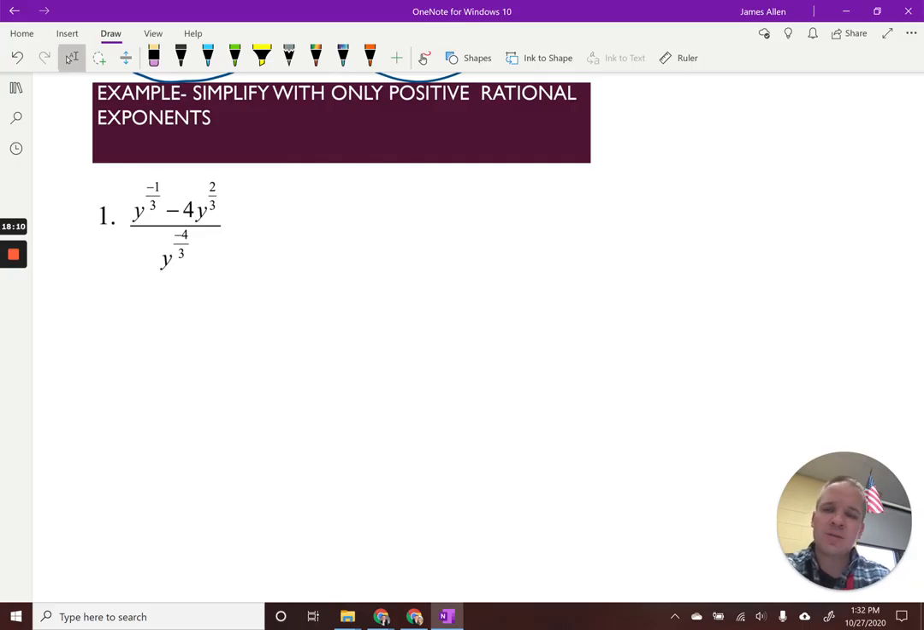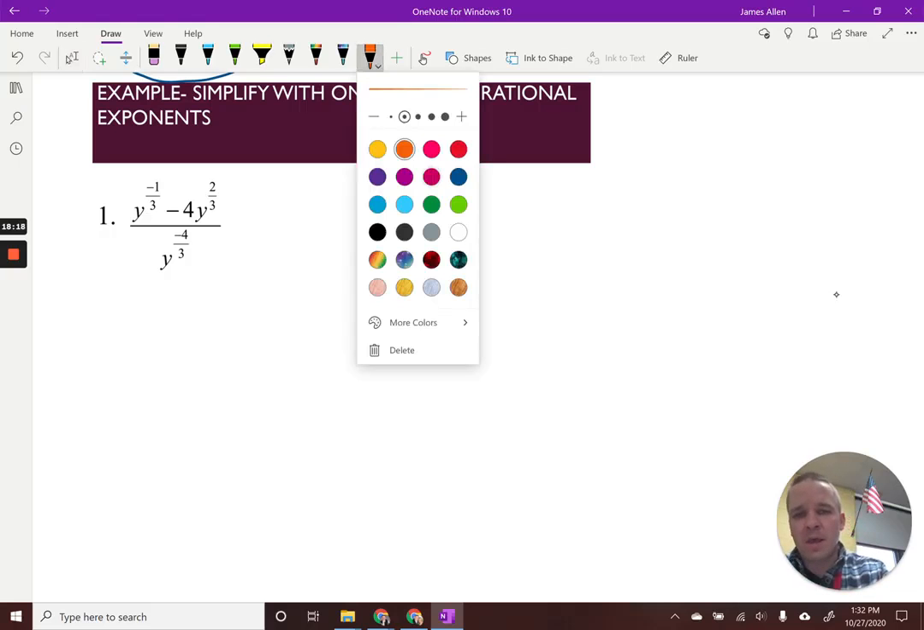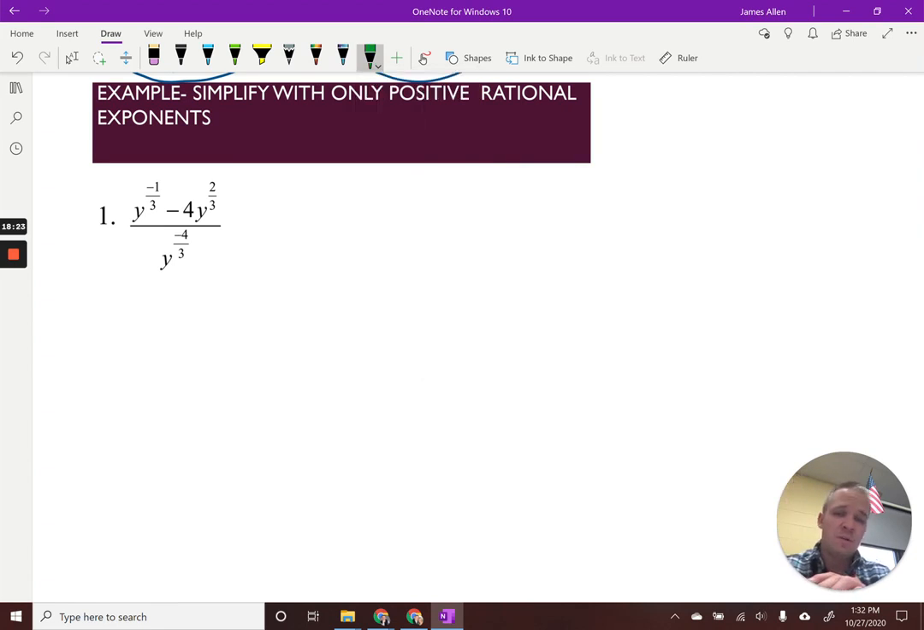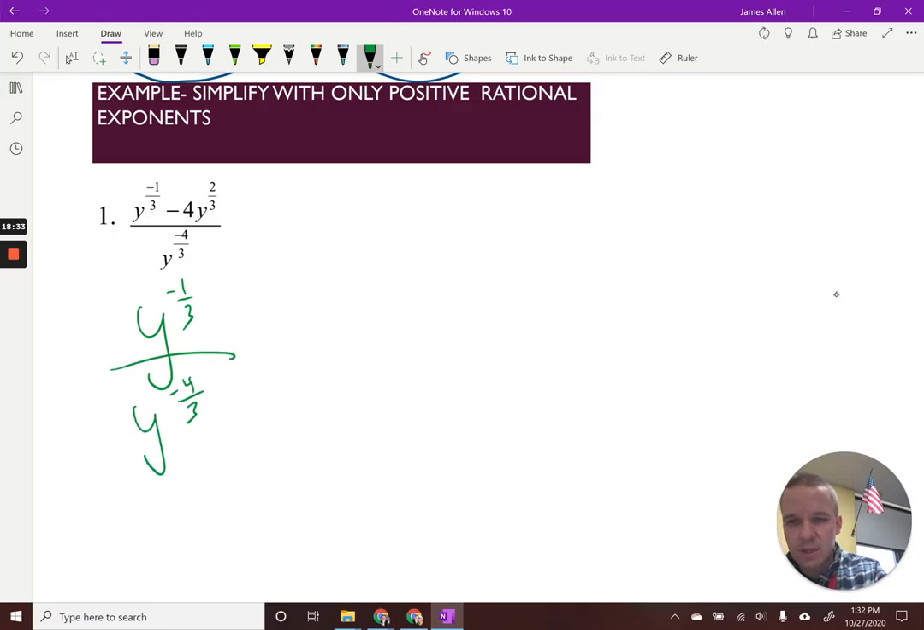Ooh, we got negative exponents. Let's see here. I have a single term in my denominator, right? If I think back to one of our helpful tips, I would split this into 2 separate fractions. So I'm going to have y to the negative 1/3 divided by y to the negative 4/3, minus 4y to the 2/3 divided by y to the negative 4/3. Now I can simplify each one individually.